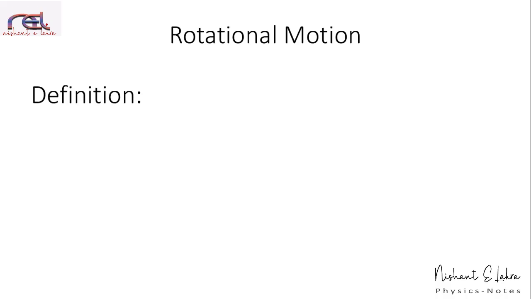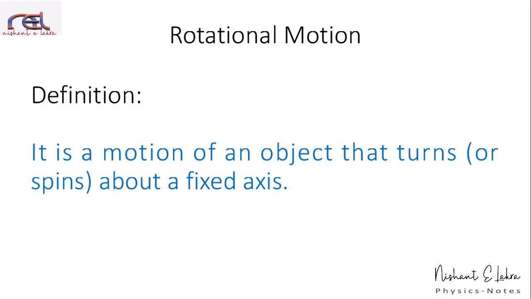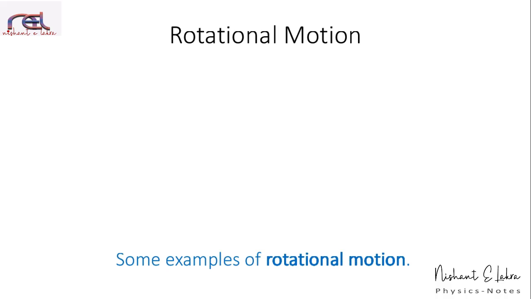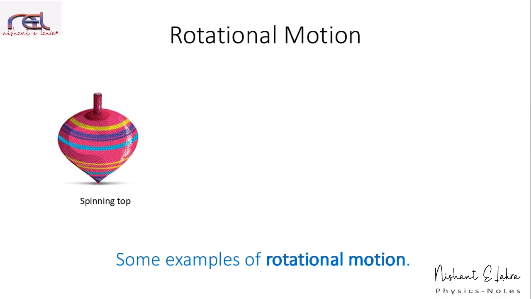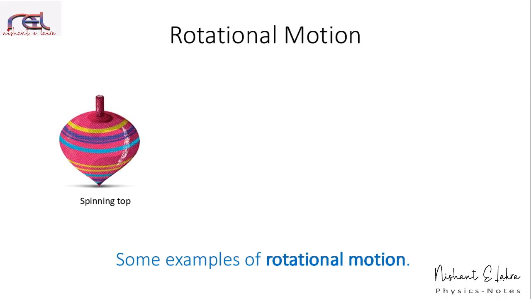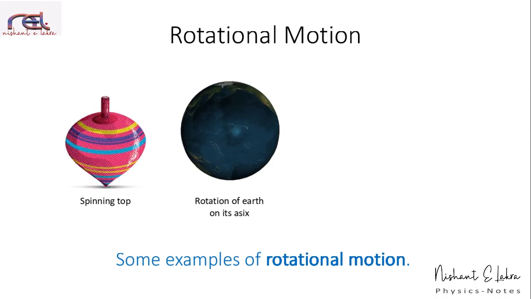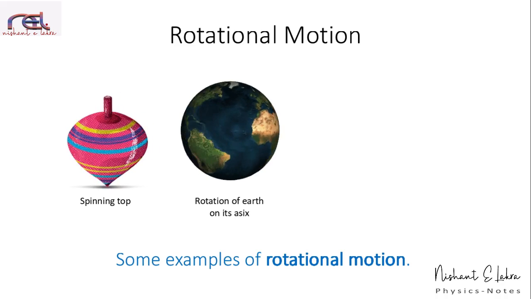Let's understand about rotational motion, and let's see what's the definition of rotational motion. Now it is a motion of an object that turns or spins about a fixed axis. Okay, and let's see some of the examples of rotational motion. The first one is a spinning top. You can see that it is moving about a fixed axis. And the second example that we can see is the rotation of Earth on its axis. All of you know that the Earth rotates about a fixed axis.